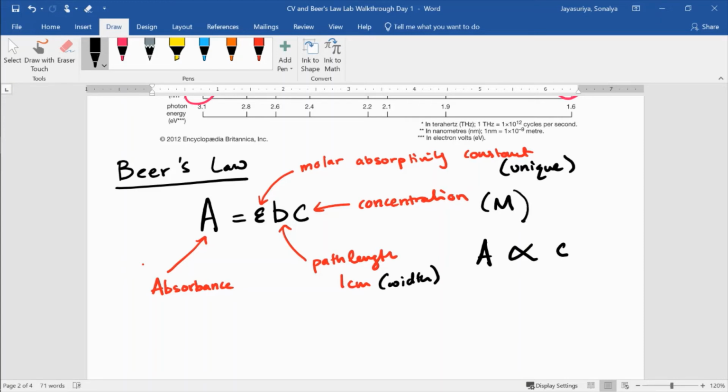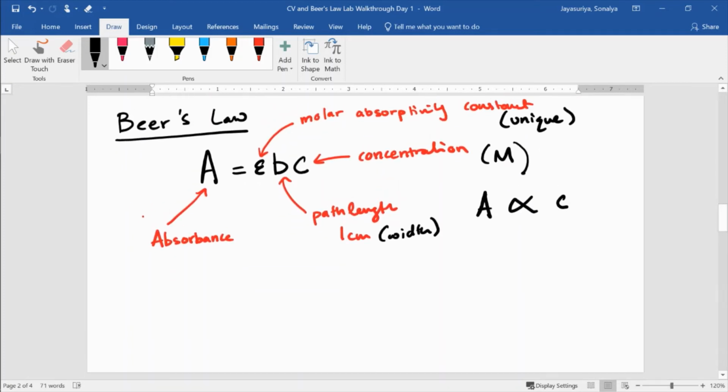So the importance of this is that you can graph absorbance and concentration because they have a linear relationship. Absorbance is on your y-axis, concentration is on your x-axis.